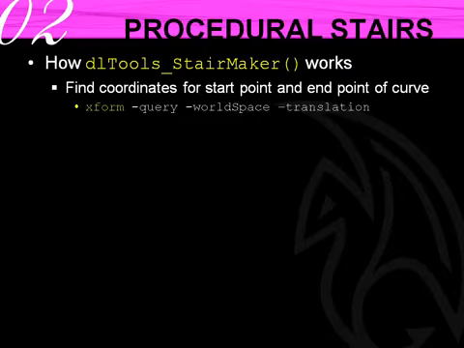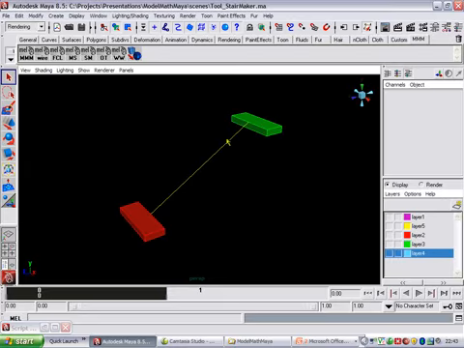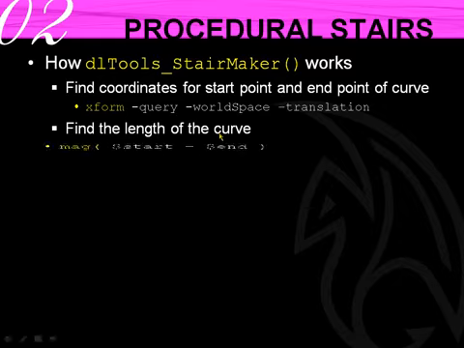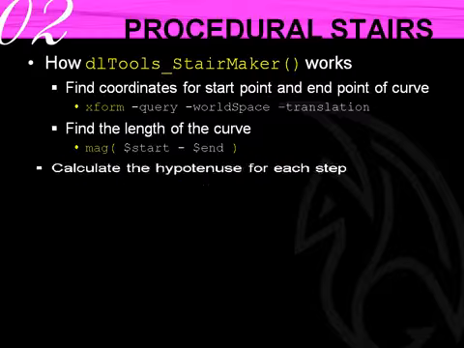What we will use is the xform command, and we're going to query the world space translation of those 2 points, to be able to find their coordinates in world space. Then we want to find the length of that curve, the length of this curve here, the yellow curve. Again, we're just going to use the trusty old mag, and we're going to subtract the start from the end, and that's going to give us essentially a floating point number that's going to represent the length of the curve.